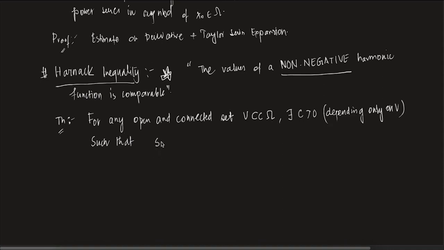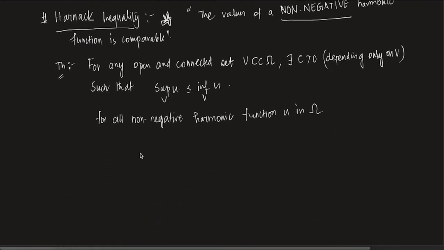the supremum of u over V is less than or equal to C times the infimum of u over V, and this holds for all non-negative harmonic functions u in omega. Clear? Okay.